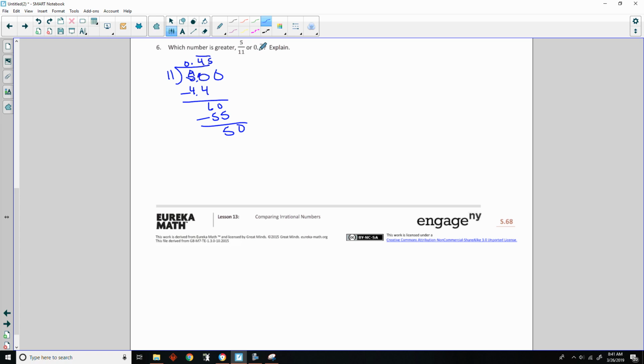So in expanding both of these, 0.4 repeating means 0.444 forever. And 5 over 11, we just found out, is 0.4545 forever and ever. Now, if we just focus on the first two decimal places in each number, 45 is greater than 44, so 5/11 is greater than 0.4 repeating.